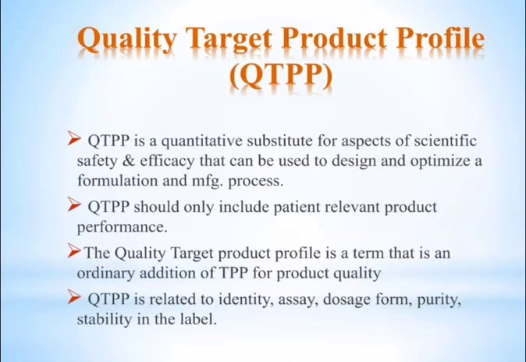Next is the quality target product profile. Quality target product profile is basically a detailed and measurable version of the target product profile. It helps in designing and optimizing the formulation and manufacturing process. It includes only the patient relevant performance of the product. Quality target product profile mainly focuses on quality aspects such as identity, assay, dosage form, purity, and stability. In simple words, quality target product profile defines the quality standards our final product must meet.